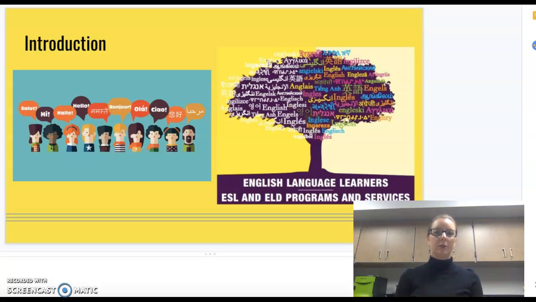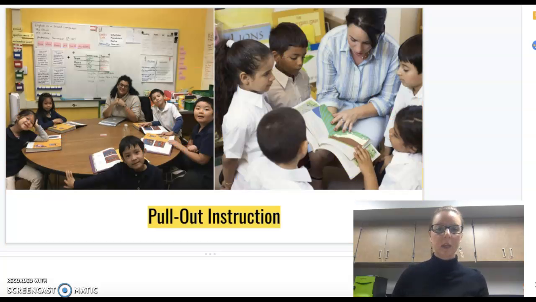Now, let's talk about the three most common types of service models in Minnesota and possibly at your school. The first one is pullout. So what does this look like? That's when the ELL teacher comes and pulls the students out of the regular education classroom for a certain amount of time to work on a specific skill. And that's what Evans in 2014 found.